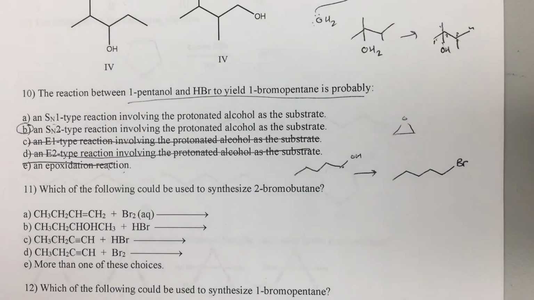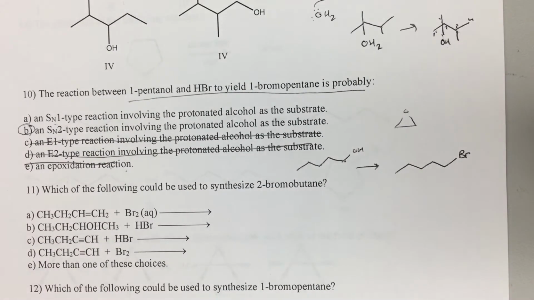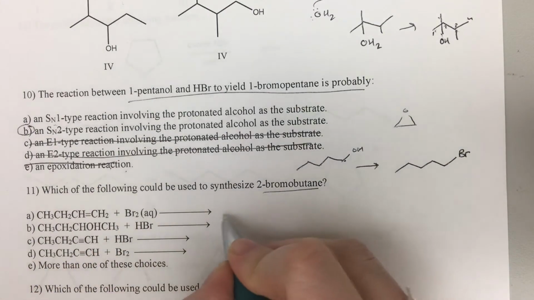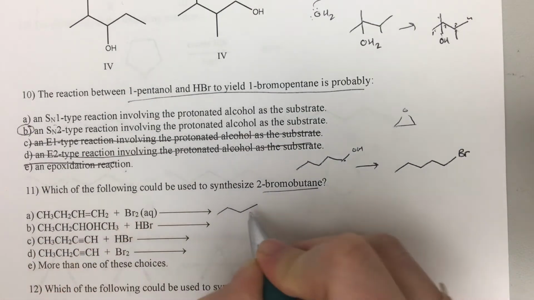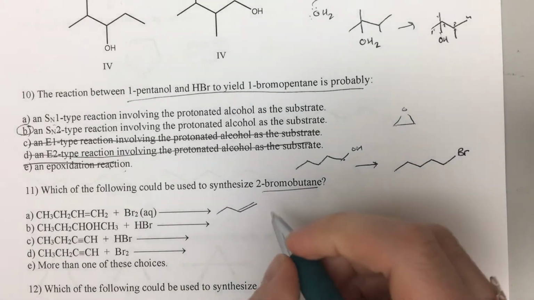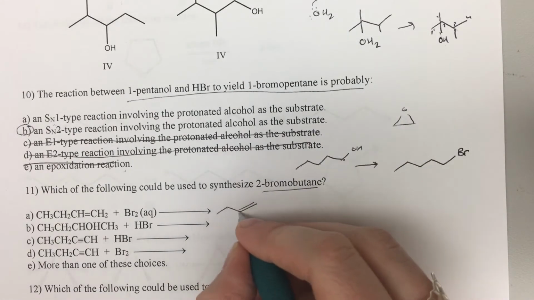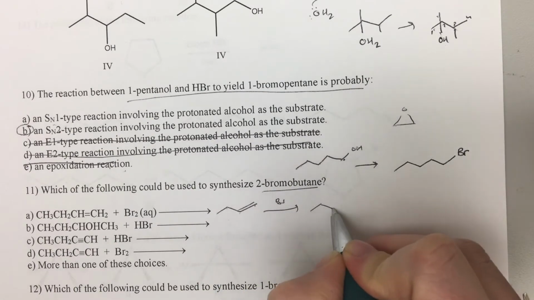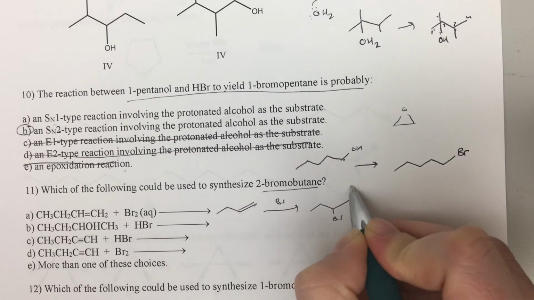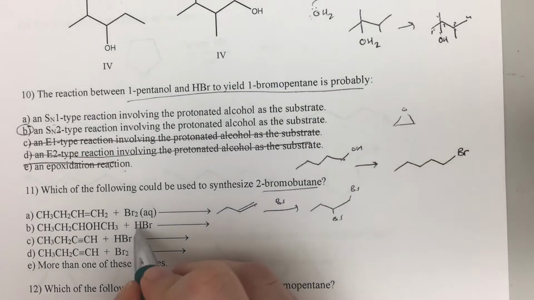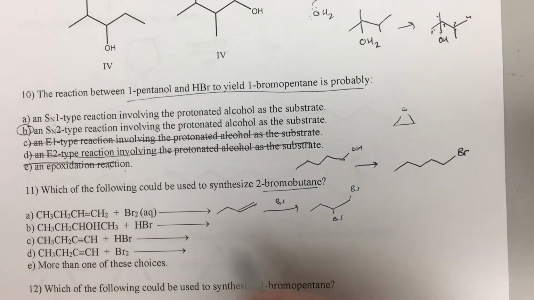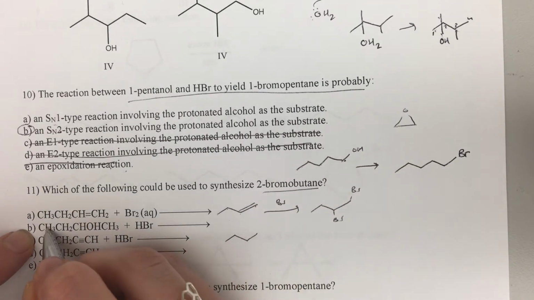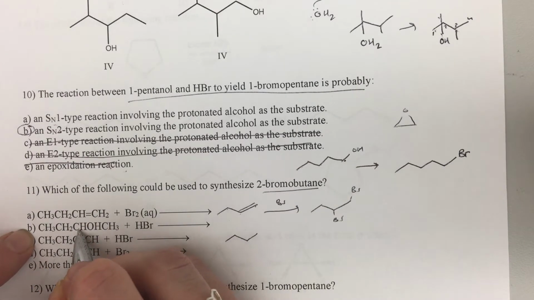Okay, for question 11, which of the following could be used to synthesize 2-bromobutane? So I'm going to draw out these reactions. This looks like 1, 2, 3, 4, butene, with Br2, that adds a bromine on both sides, so that's not going to be it. If you do HBr, let's see, what do we have here? So for B, it starts out, I always draw these in bond-line because it's way easier for me to see.